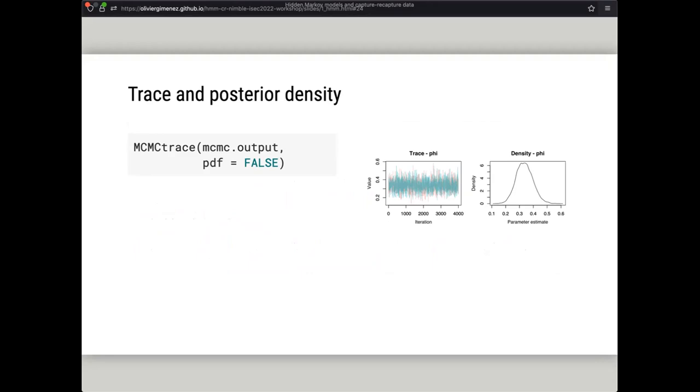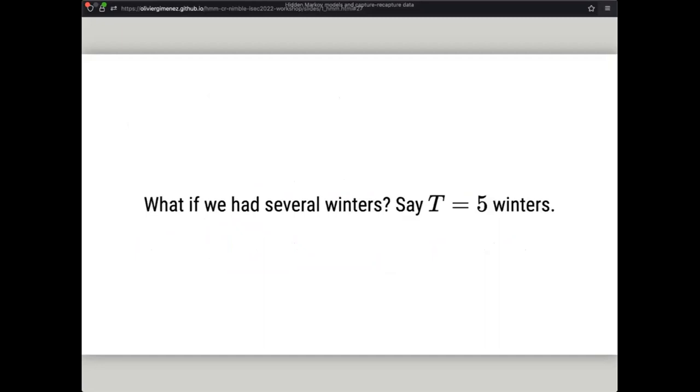Okay, so that was an introductory example where you have one winter, some individuals die, some others survive, and you just compute survival from there. So it's just the number of survivors over the number of individuals you released at the beginning of the winter. That would be the MLE, the maximum likelihood estimate. And you get something very similar with the Bayesian machinery.